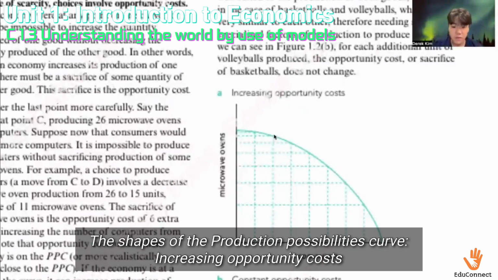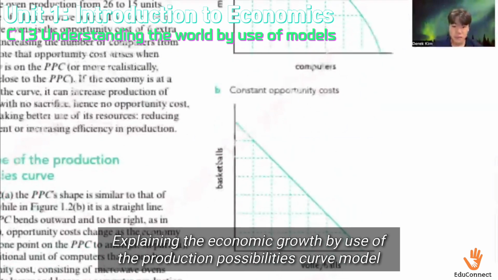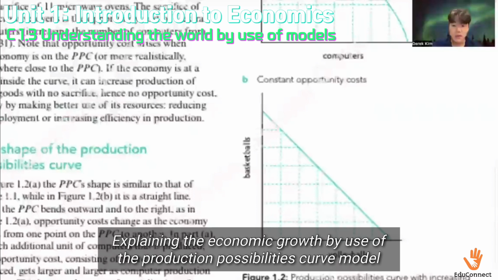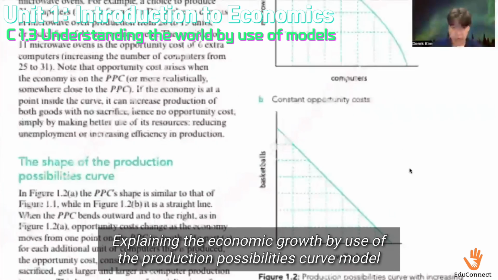Here, a little fewer microwave ovens, but a little more computers. Here, way more microwaves and way more computers. More computers, fewer microwaves, and so on. And this is a constant opportunity cost. What a constant opportunity cost shows is that these opportunity costs are very constant. They increase and decrease at a very certain rate.